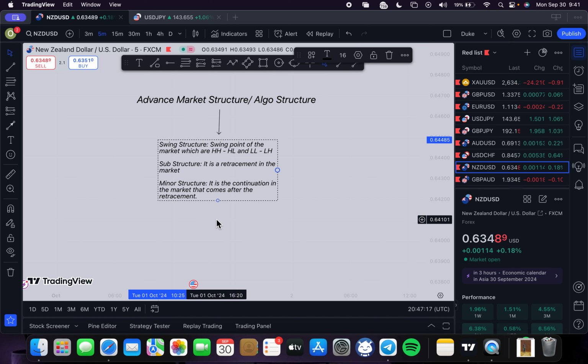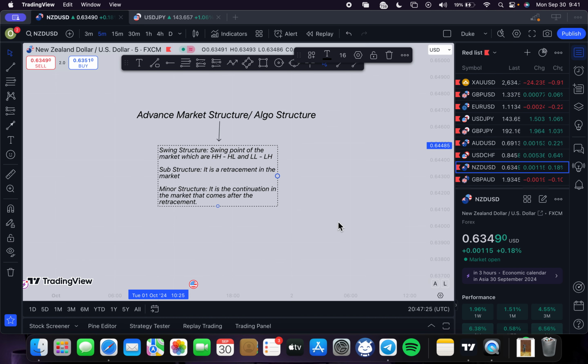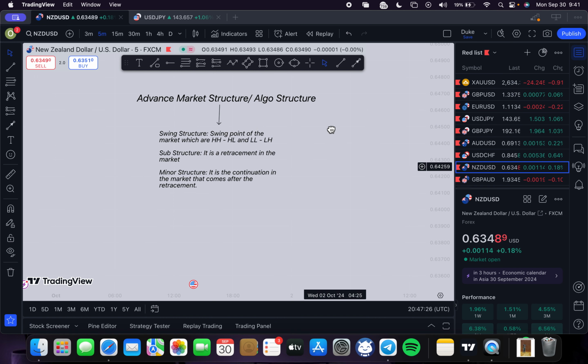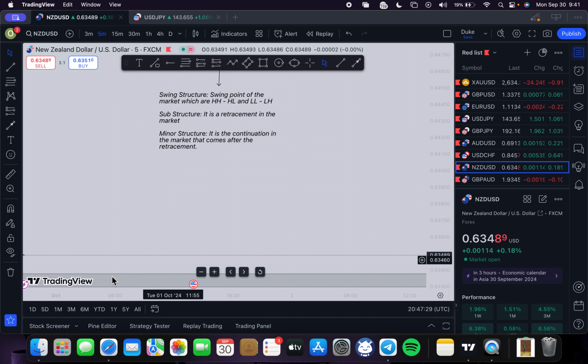So your swing is always the most important aspect in this particular trading. You get? Your swing is always the most important. So let's keep going. Now I want to show you the pictorial aspect of the market, the pictorial aspect of the swing, sub, and minor structure.